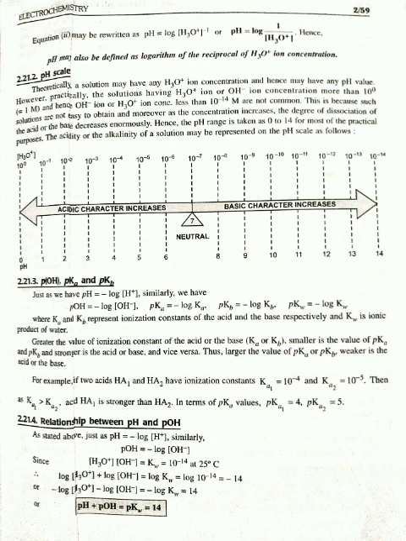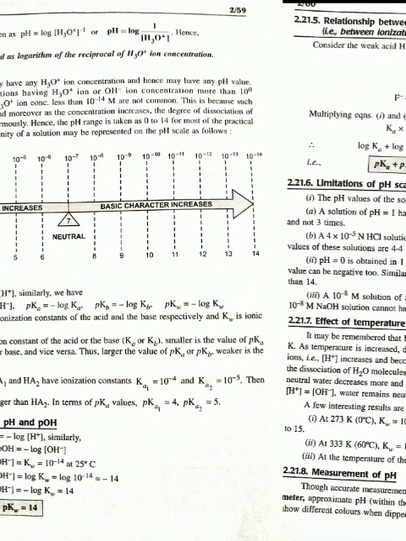Next, heading 2.21.4, relationship between pH and pOH. As stated above, just as pH = -log[H+], similarly pOH = -log[OH-]. Since [H3O+][OH-] = Kw = 10^-14 at 25 degrees Celsius, therefore log[H3O+] + log[OH-] = log Kw = log 10^-14 = -14, or -log[H3O+] - log[OH-] = -log Kw = 14, or pH + pOH = pKw = 14.